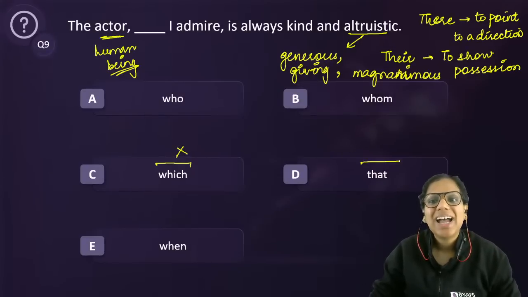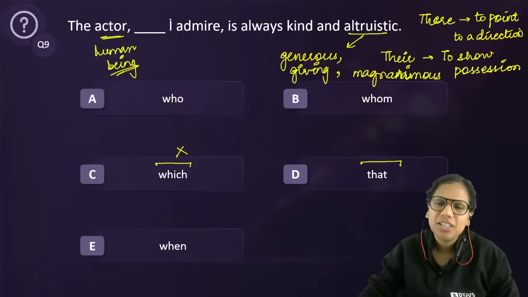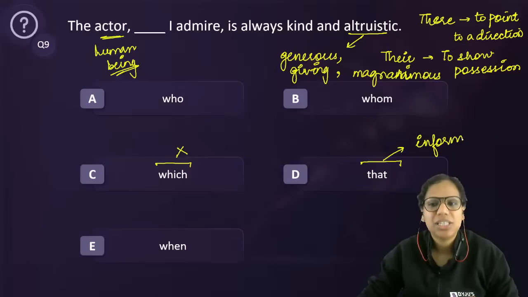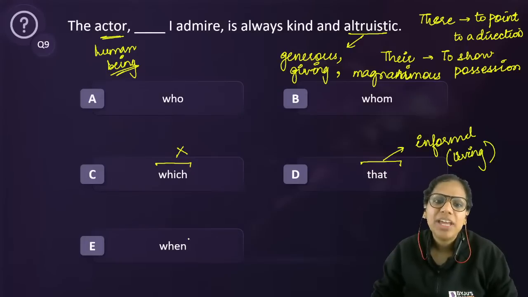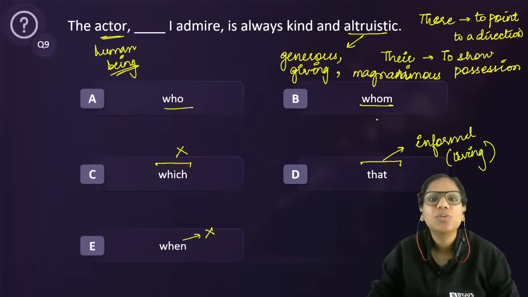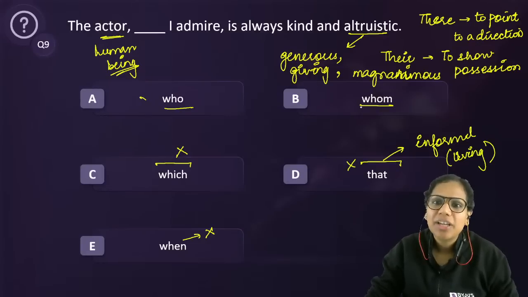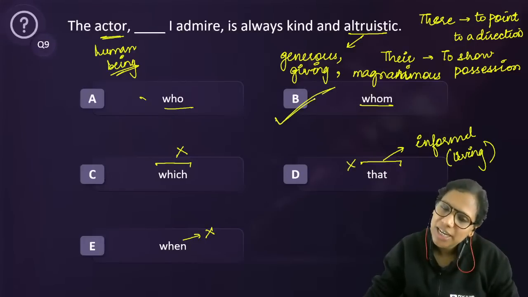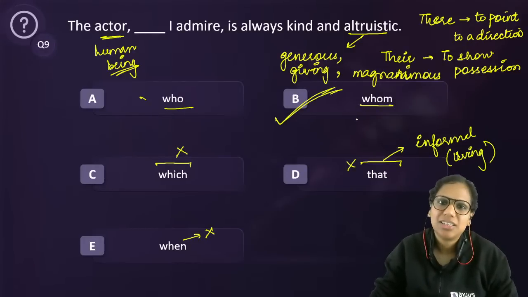Now, that would fit here. It's not incorrect, but it is informal to use that for living beings. Okay. When I admire does not make sense. So what are we left with? Who versus whom? This is actually a who versus whom question, right? So the actor who I admire or the actor whom I admire, that's what you had to decide. And you have correctly decided that B is the answer here.